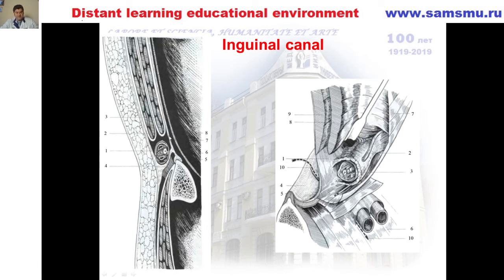The anterior wall is formed by the aponeurosis, as I told you, of the external oblique muscle, and the posterior wall by the transversalis fascia. The superior wall or roof is formed by the inferior border of the internal oblique and transverse muscles, and the inferior wall or floor is formed by the inguinal ligament.